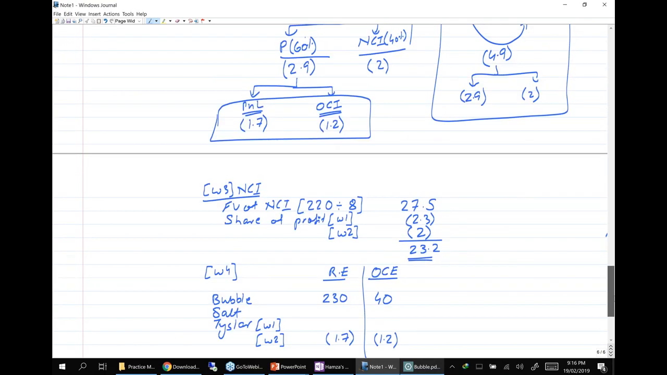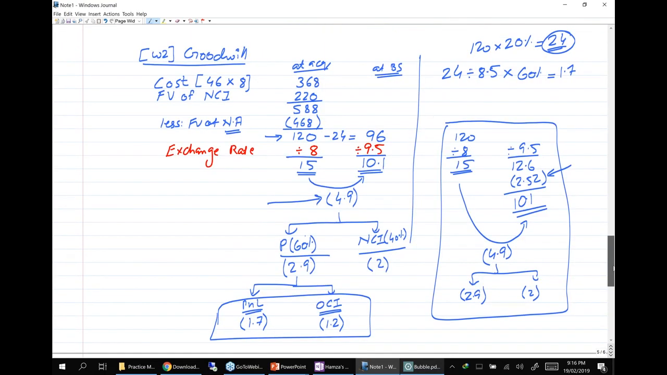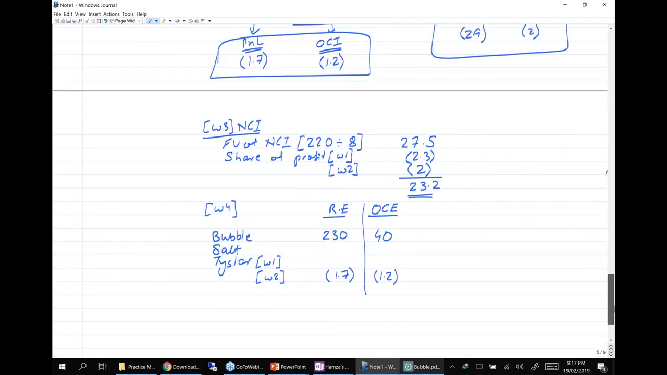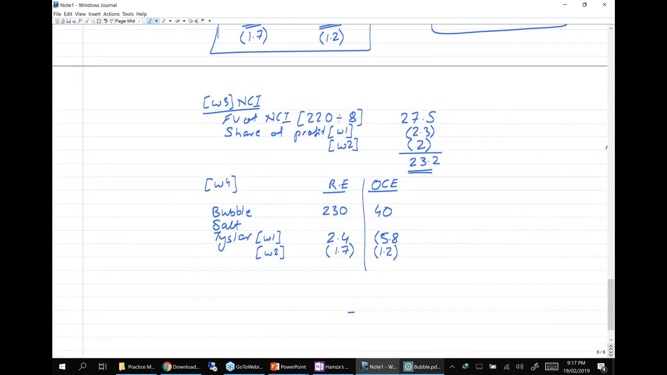Okay, so if I go further upwards and check the values in working 1, so these were 2.4 and 5.8, positive 2.4 and negative 5.8. So this is how we are going to calculate the working 4. And if there are any other adjustments, we are going to adjust those. And then we are going to calculate the total of the working 4 retained earnings and the OCE.